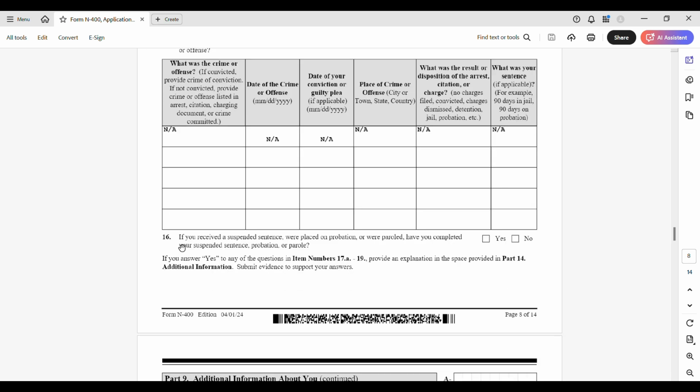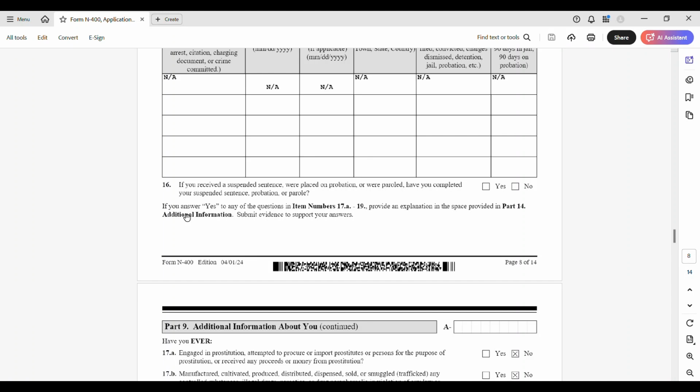Number 16, if you received a suspended sentence, were placed on probation, or were paroled, have you completed your suspended sentence, probation, or parole? Since this applicant answered no, then this section would not be applicable. So we would not answer any of this. So it would not be a yes or a no situation, since the applicant was not convicted of any offense or any of these situations as outlined here.